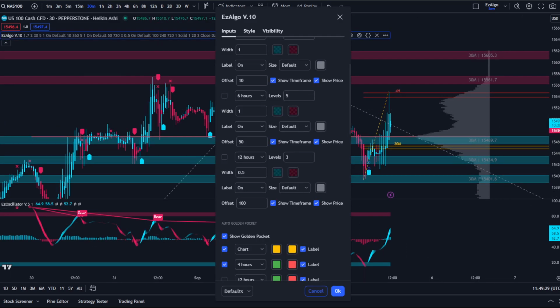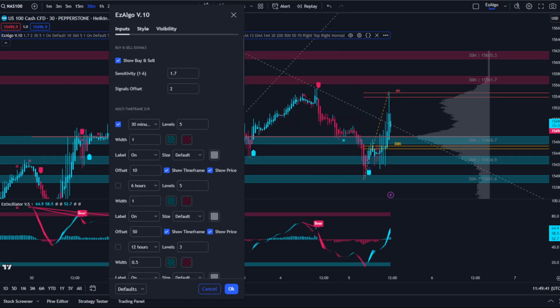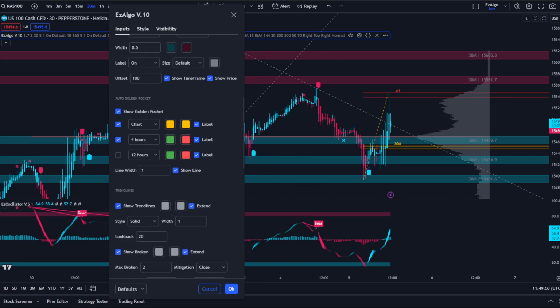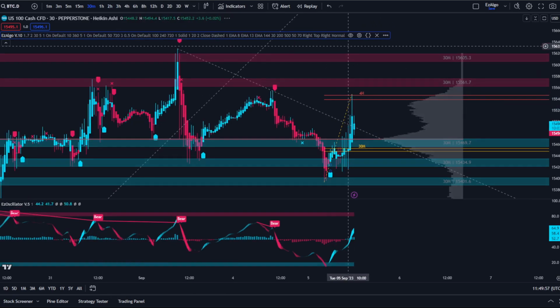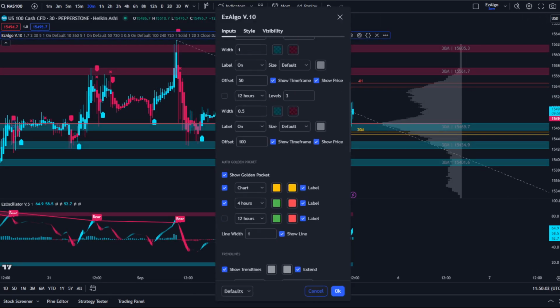As you can see, you have up to 3 options if you want to incorporate multi-time frame levels. If you're on the 30-minute time frame, I'd recommend the 1 to 2 hour levels. If you're on a 1 to 2 hour time frame, I'd prefer the 6-hour support and resistance levels. Below that, we have the multi-time frame auto golden pocket. You can see just how well price tends to respect these levels. This is nothing new. We had implemented this a few updates ago.